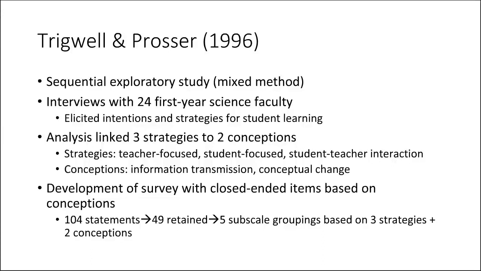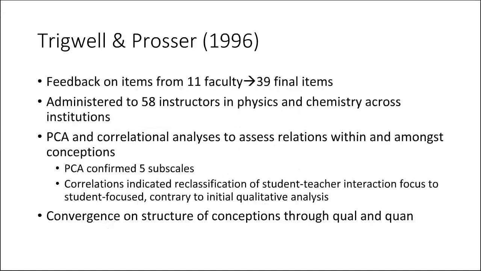So they started with 104 statements that were drawn from the corpus of the 24 participants. They retained 49 of them, and they grouped them into 5 subscale groupings preliminarily, 3 that were focused on instructor strategies and 2 that were focused on conceptions. They examined face validity issues with 11 additional faculty and settled on 39 different items. They then gave it out to a larger group, 58 instructors, and so they've moved from very traditional qualitative work to very traditional quantitative work.